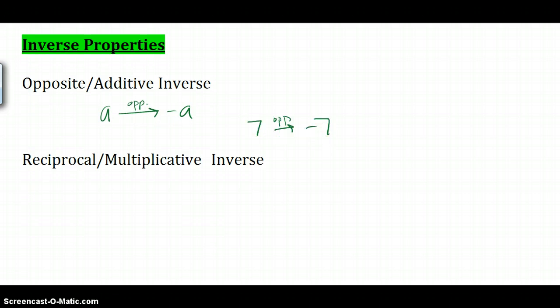And the reciprocal, or the multiplicative inverse, is talking about the same kind of concept except with multiplication. So if you have some number, the reciprocal is 1 over that number. So if you used 7 again, if we're talking about multiplication, the reciprocal is 1 over 7.